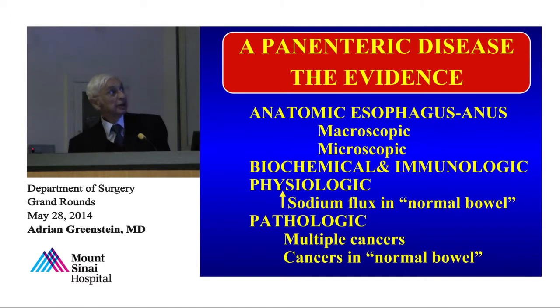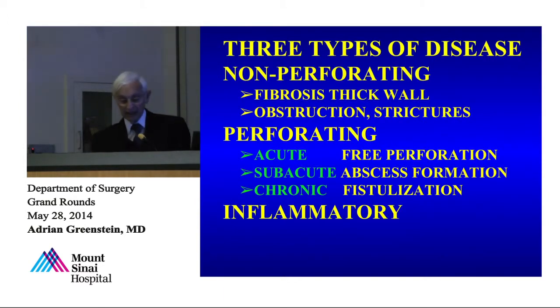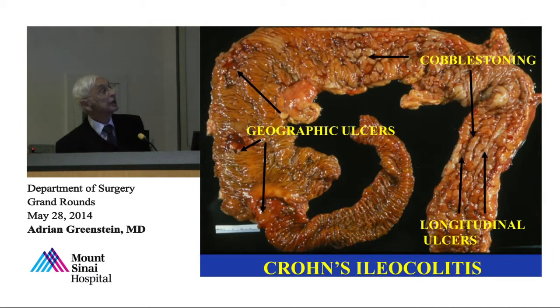The anatomic disease of the esophagus, biochemical, immunological, and, as mentioned above, three types of disease may be described. Non-perforating with fibrosis and obstruction, perforating, acute, subacute, and chronic, free perforation being acute, abscess formation being subacute, and fistulization being chronic. This is an example of Crohn's disease, and you can see over here there are geographic ulcers here which bled.